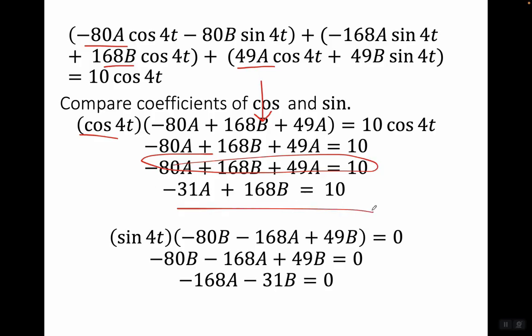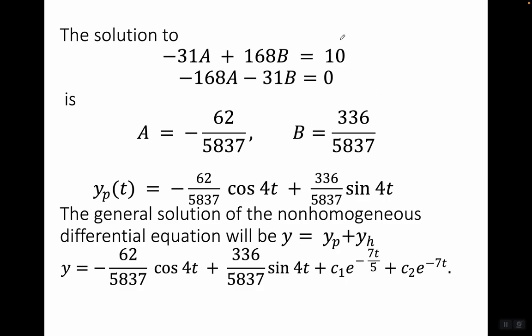Awesome. Let's do the same thing for sine. For sine, the coefficient on the left side is negative 80b minus 168a plus 49b. The coefficient on the right side is 0 because there's no sine 4t on the right side. So dividing both sides by sine 4t, we end up with negative 168a minus 31b equals 0. Okay, so now we have a system of equations.